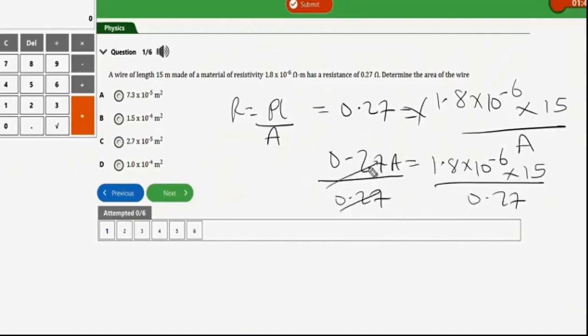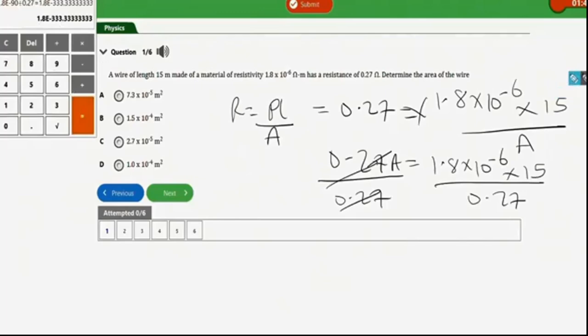So our A will be what? Let's punch in the calculator. We have 1.8 times, now another way we can express 10 to the power negative 6 is 0.000001, times 15. Okay, divide everything by 0.27. So we have the output to be this value.